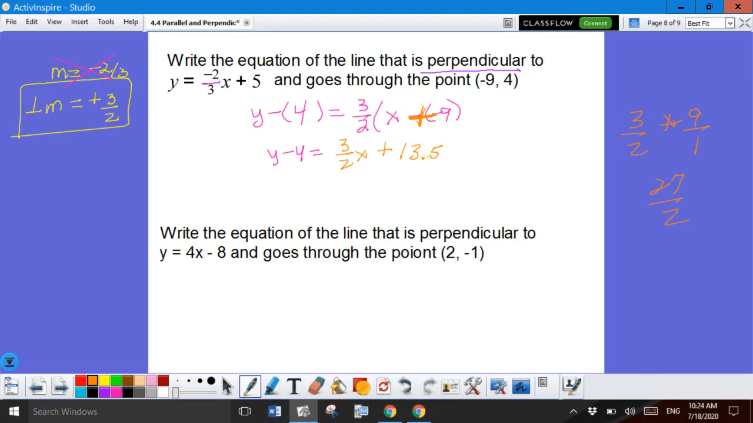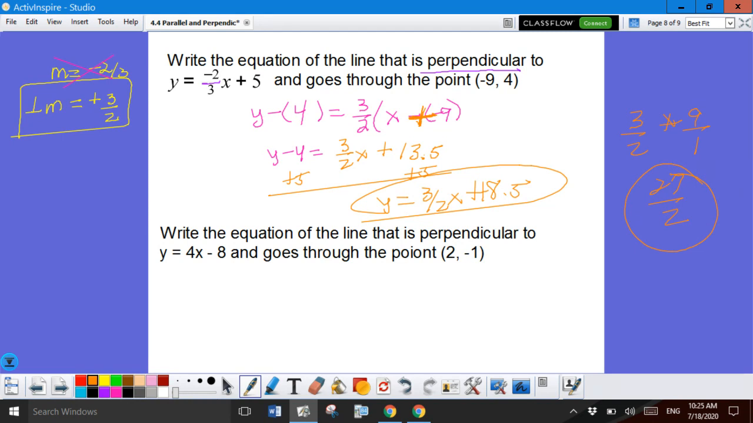I'm not solving to standard form here. Add my 5. So y equals 3/2 x plus 18.5, and that is my slope-intercept form. Remember, if I wanted to go to standard form, I would need to go back to this step where I would have to add that in. All right, go ahead and hit pause and see if you can come up with the next equation. We've got, write the equation of a line that is perpendicular to y equals 4x minus 8 and goes through the point 2, -1. See what you can do with that.